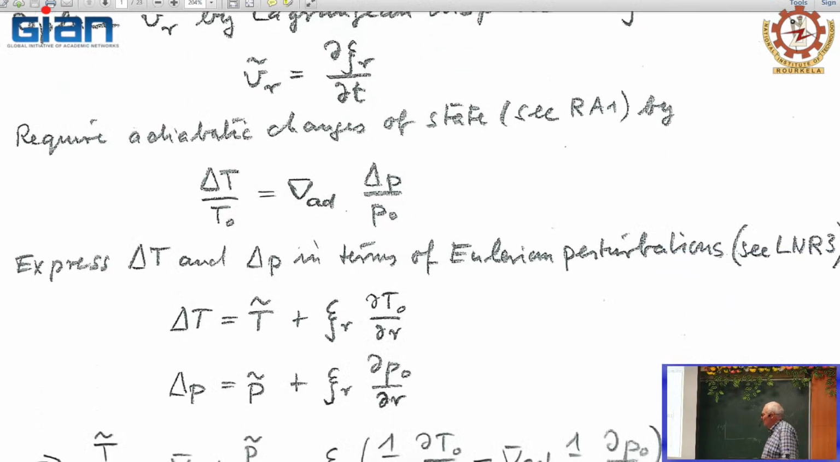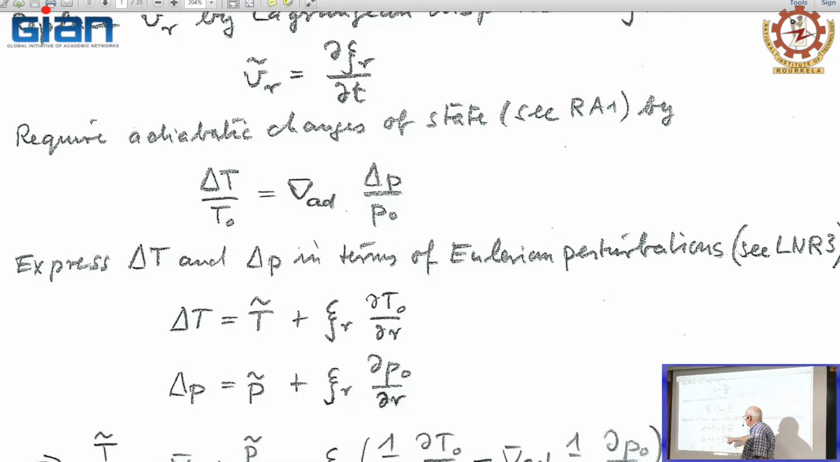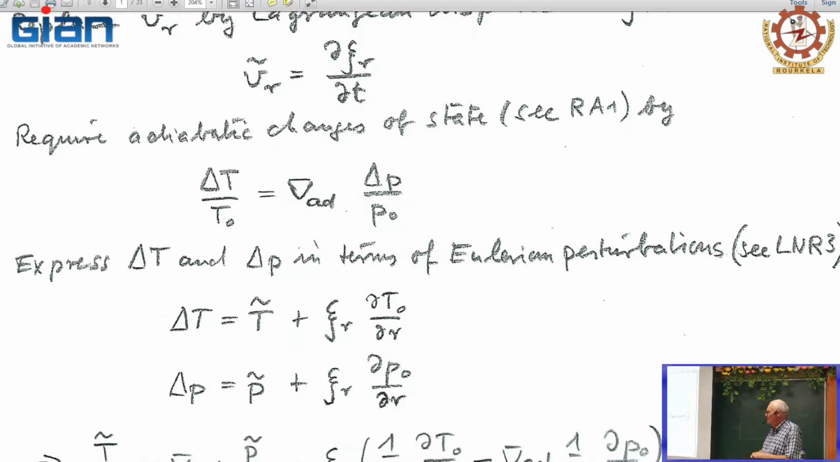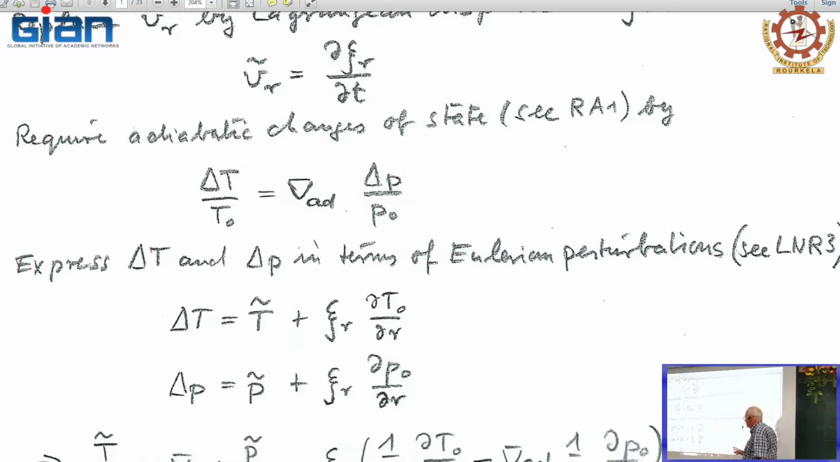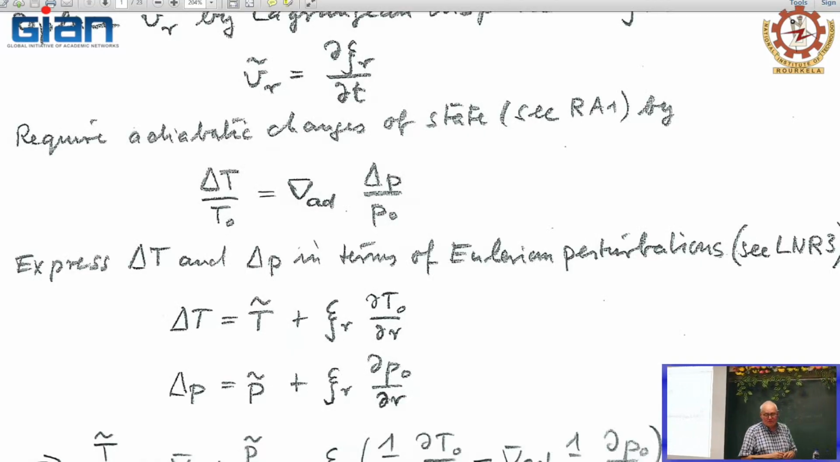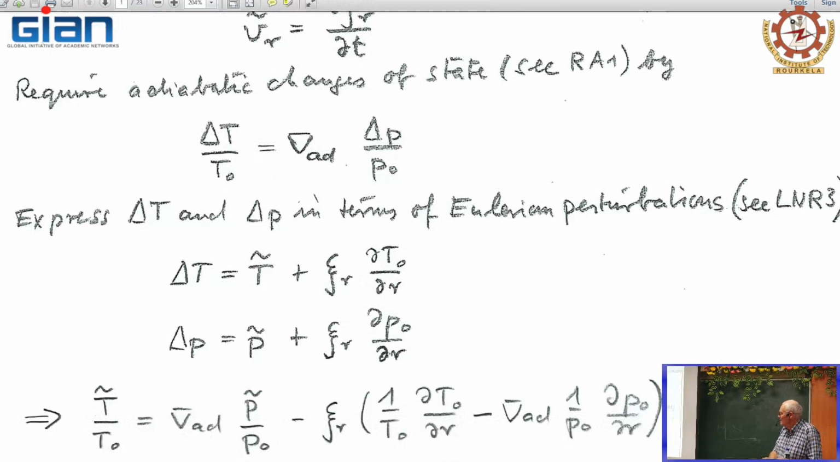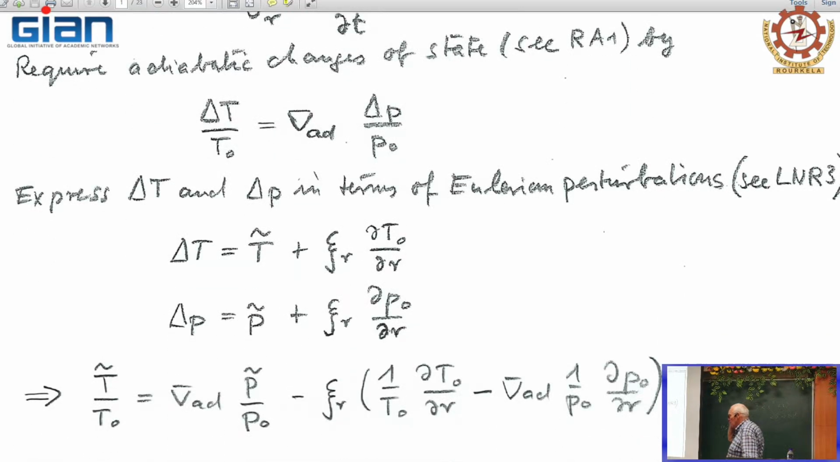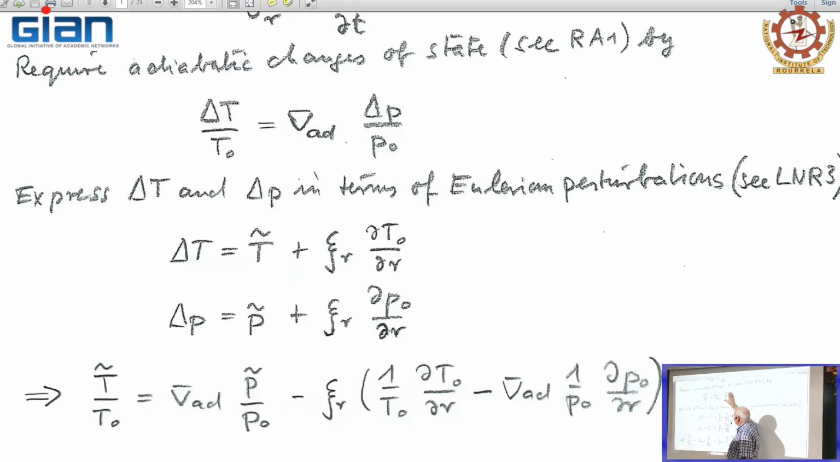Okay, so what we arrive at is delta T is T tilde, the Eulerian temperature perturbation, plus the Lagrangian displacement times the derivative with respect to radius of the stationary, or hydrostatic, temperature stratification, with a parallel or analogous relation for the Lagrangian pressure perturbation given in terms of the Eulerian pressure perturbation and the Lagrangian displacement and the hydrostatic pressure gradient.